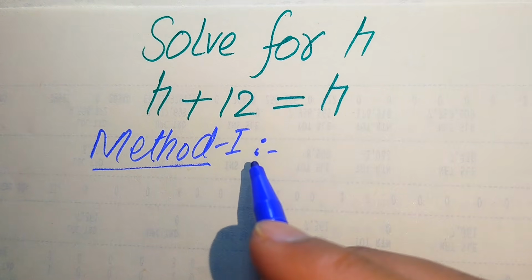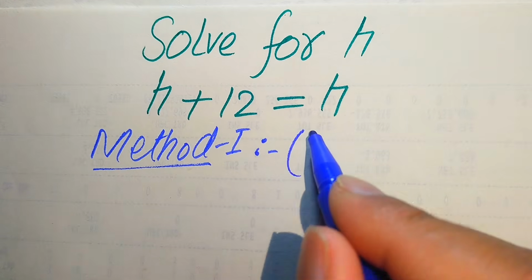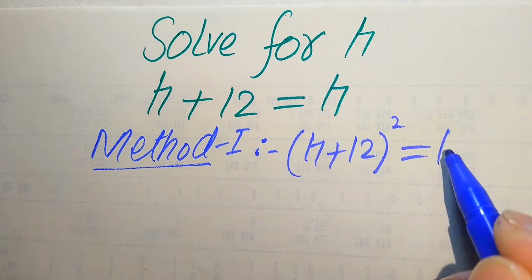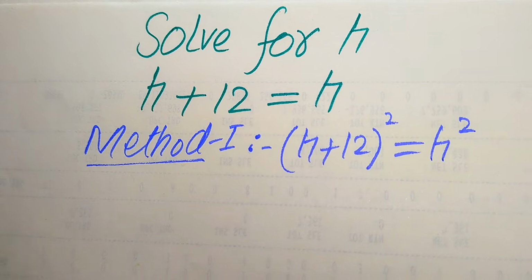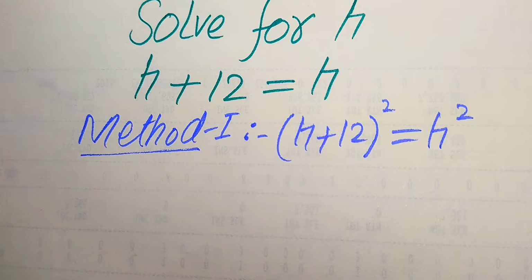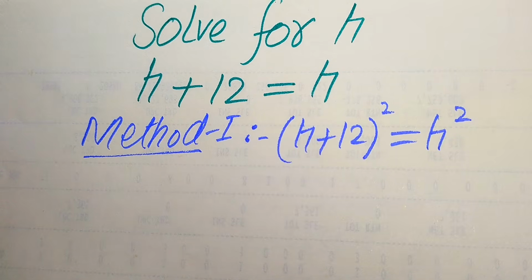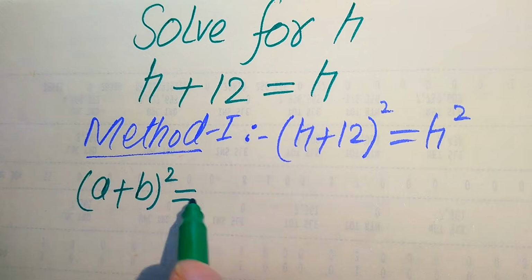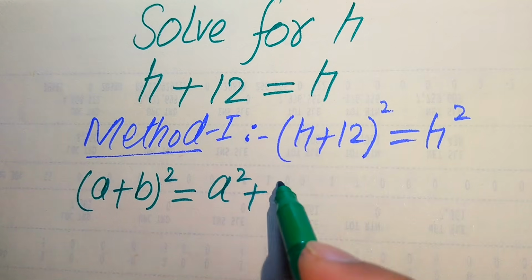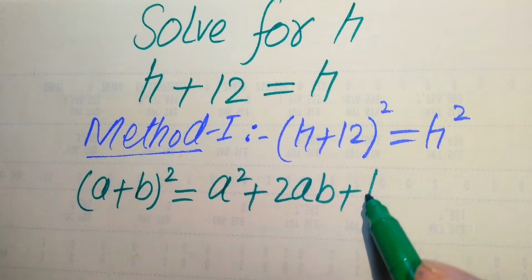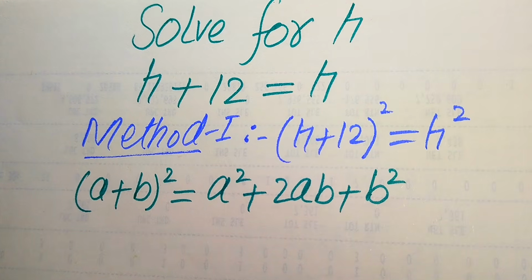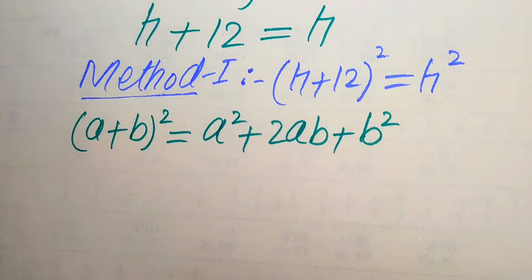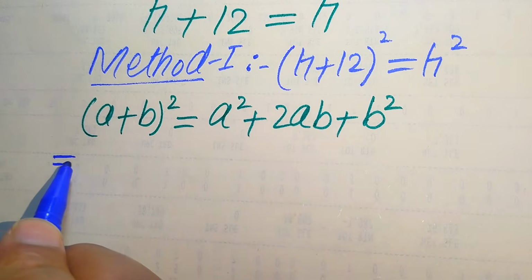Now the very first thing we are going to do is square both of the sides, and it will be written as (h plus 12) whole square is equal to h square. In the next step, we use the algebraic formula on the left hand side: (a plus b) whole square is equal to a square plus 2ab plus b square. After applying this formula, it will be written in this form.